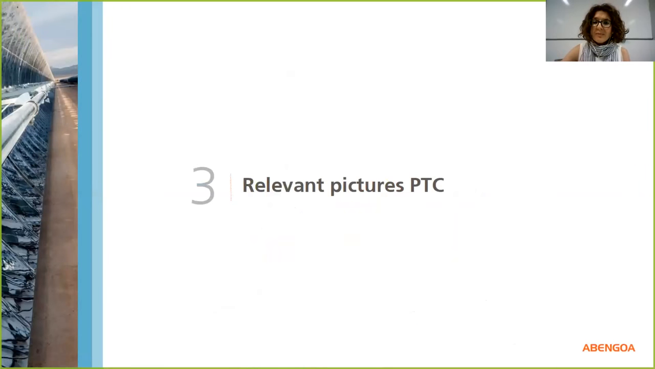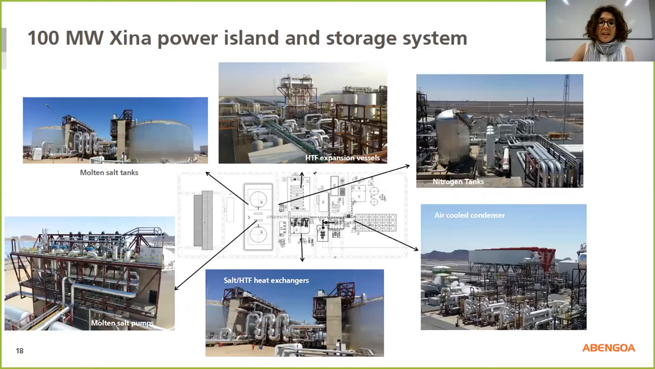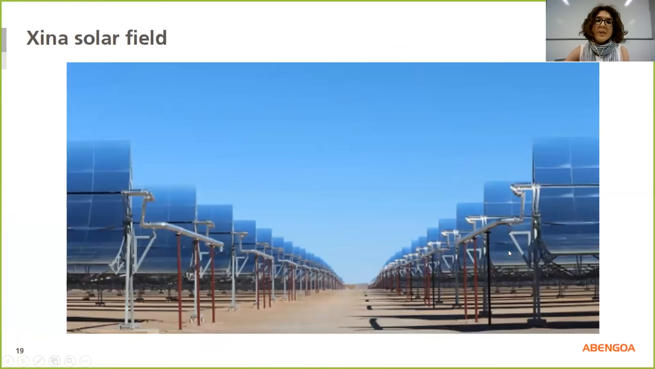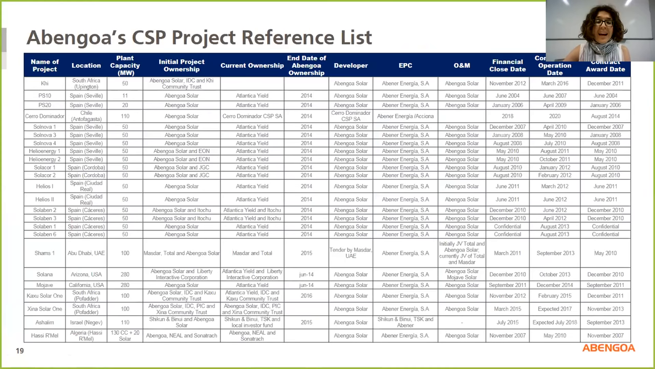And to finish the presentation, let me show some pictures of Kina, where you can see the molten salt tank. You can see the expansion vessel and the nitrogen tank that we have commented. We have here the molten salt pump, the heat exchanger of the TES system, and the air cooler condenser. Here you can see a picture of the solar field of Kina. And this is the project reference that Abengoa has built and operates in the world.